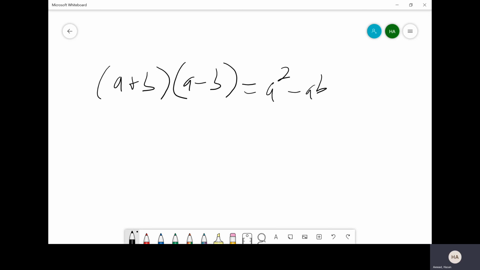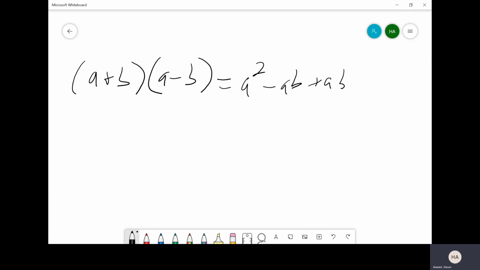Then we have the inside, which is positive b times a. So I'm just going to flip the order of it and call it plus ab instead of plus ba. Again, it's the same thing. And last but not least, we have b times a negative b, so we get minus b squared, right? And what happens here, we see that the negative ab cancels with the positive ab, and we end up with a squared minus b squared.